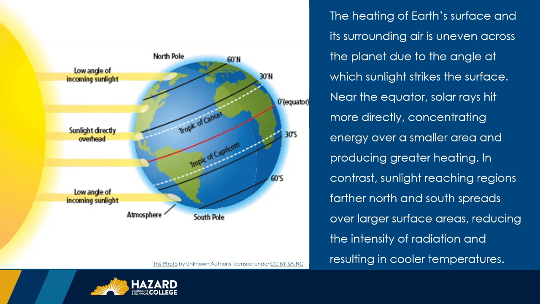The heating of Earth's surface and its surrounding air is uneven across the planet due to the angle at which sunlight strikes the surface. Near the equator, solar rays hit more directly, concentrating energy over a smaller area and producing greater heating. In contrast, sunlight reaching regions farther north and south spreads over larger surface areas, reducing the intensity of radiation and resulting in cooler temperatures.